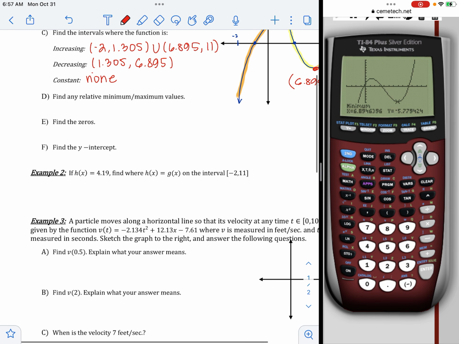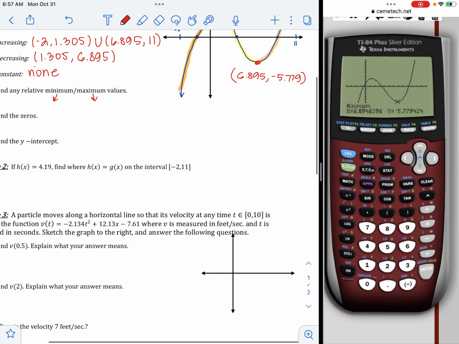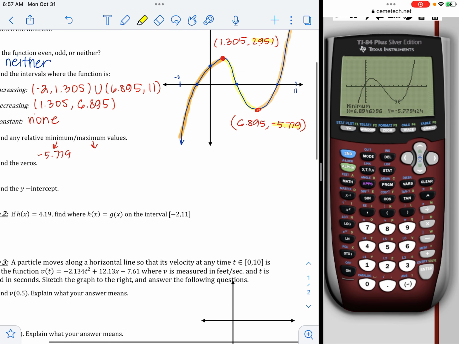All right, next it wants to know, are there any relative mins or relative maxes? We said there was a min, we said there was a max. Now remember, mins and maxes are y values. So our relative minimum would be this y value right here, -5.779. And then our relative maximum would be this y value right here, 2.951.